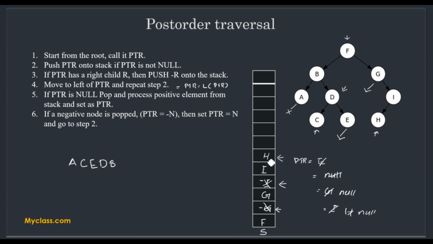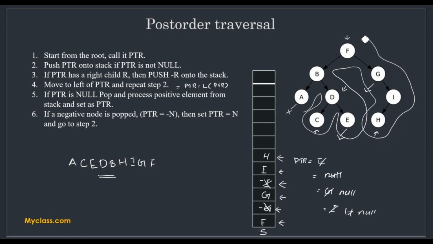If there are positive elements, we want to pop and process them. So yes, positive element H, then positive element I, then another positive element G, then another positive element F. Okay, so this is our postorder traversal. Traversing it, we get D first, then C, then E, D, B, H, I, G, F. So this is the postorder traversal of this particular binary tree using a stack.